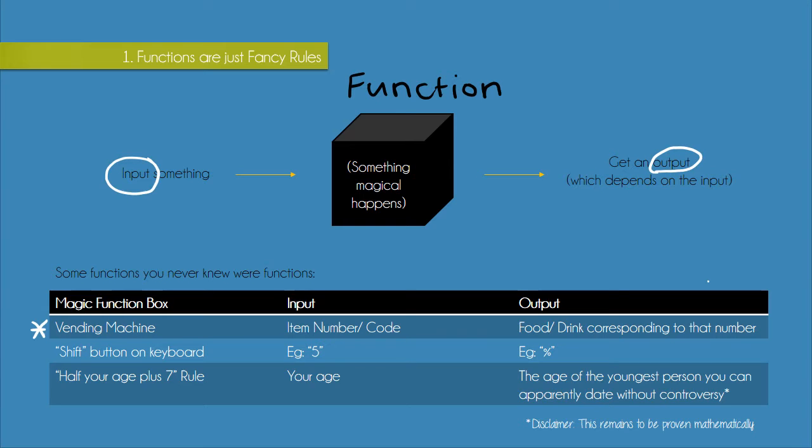The second example I have here is the shift button or shift function on a computer keyboard. So if you have a look on your keyboard for a second, let's say you wanted to type the percentage sign. So you want an output of a percentage sign. Well, when you hold down the shift button, you would have to press where the 5 is on your keyboard in order to get that percentage sign. So the input to the shift function is 5 and the output is the percentage sign.